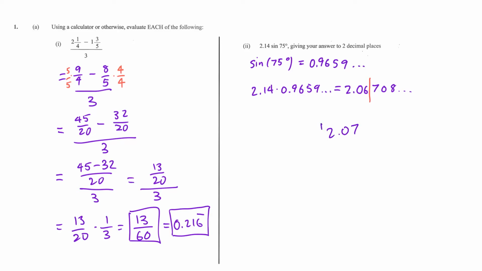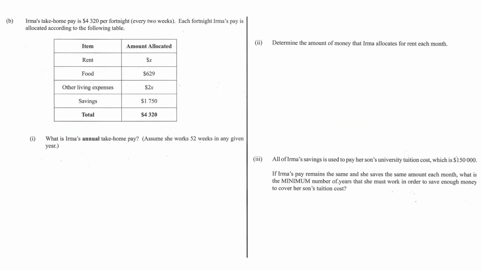is 2.07. In part B, we are told that Irma's take-home pay is $4,320 per fortnight. We are told that each fortnight, Irma's pay is allocated according to the following table. She allocates X dollars to rent, $629 to food, $2X to other living expenses, $1,750 to savings, and all of this adds up to a total of $4,320, which is her take-home pay.